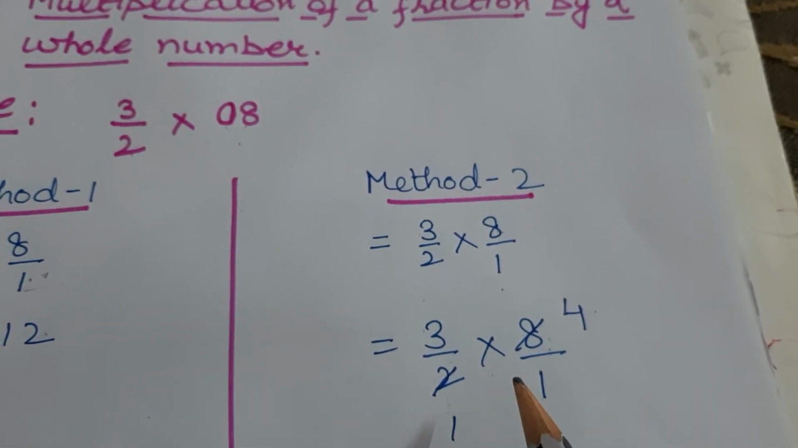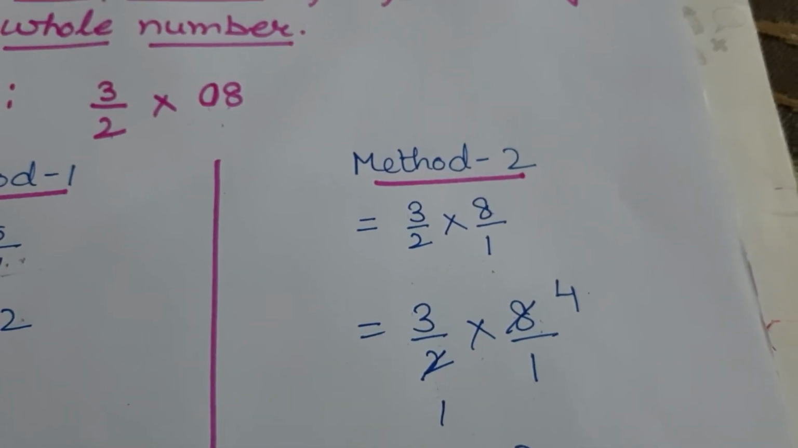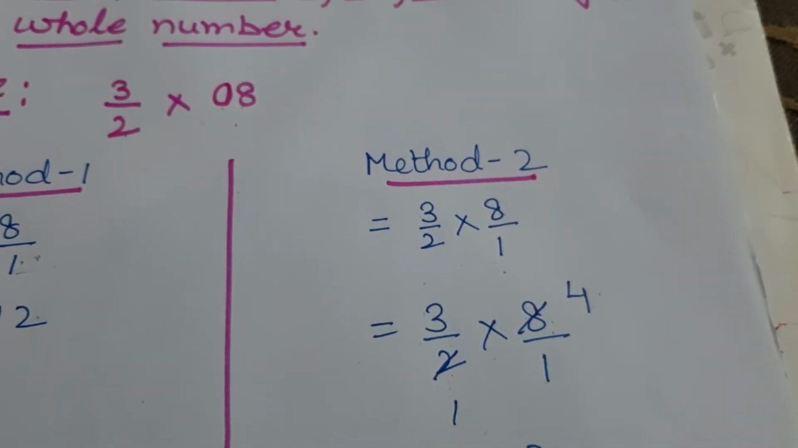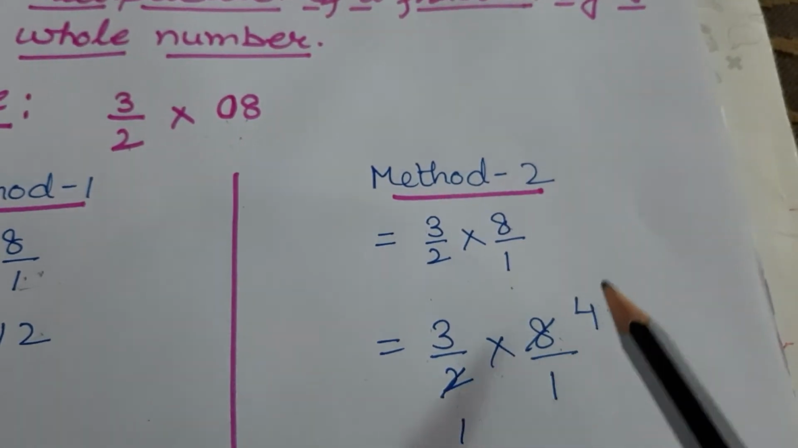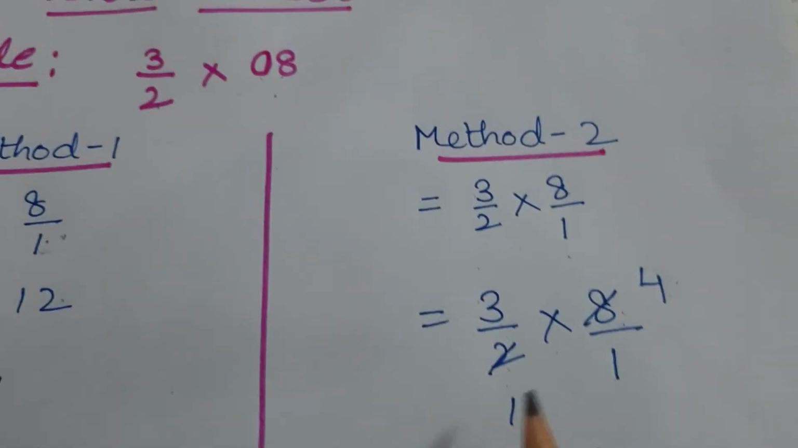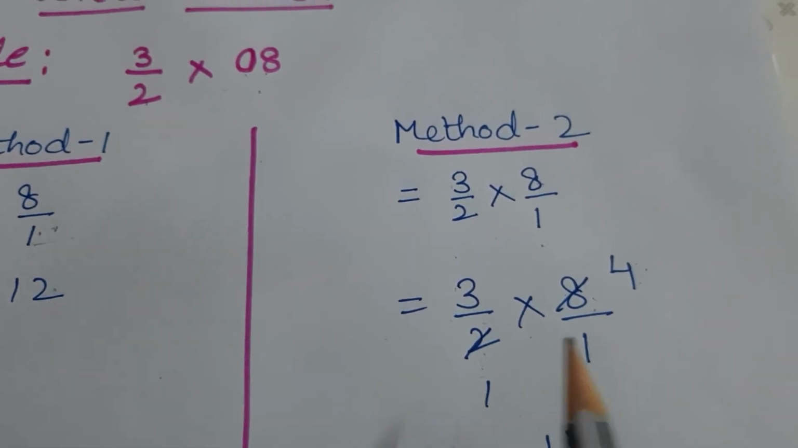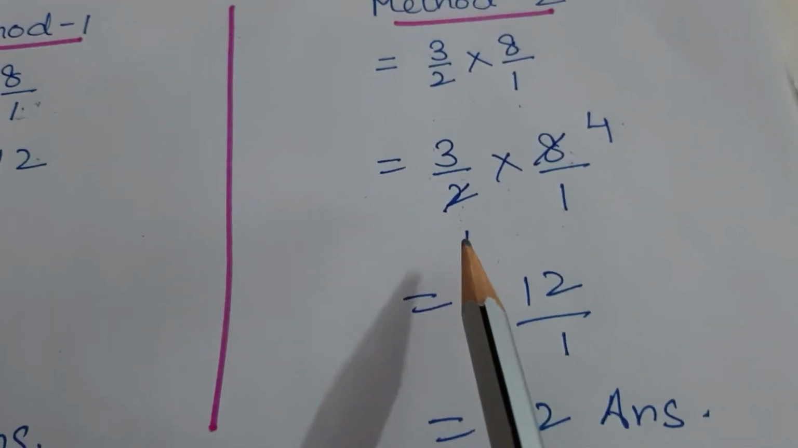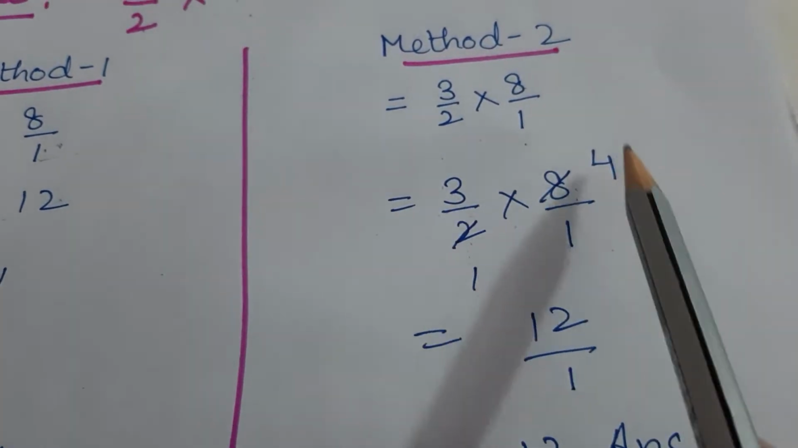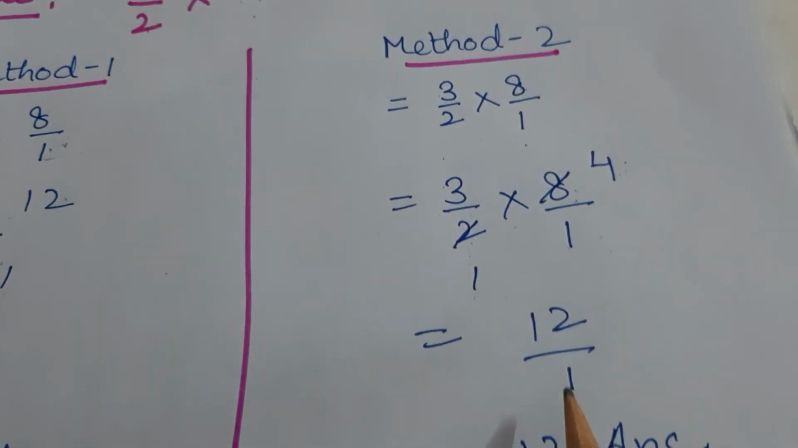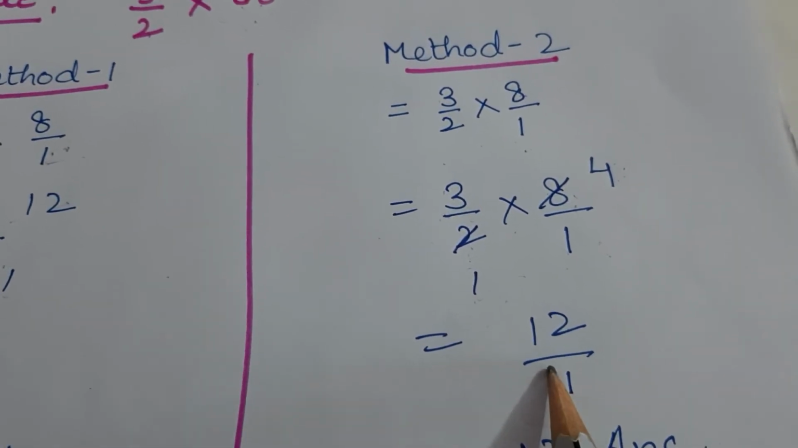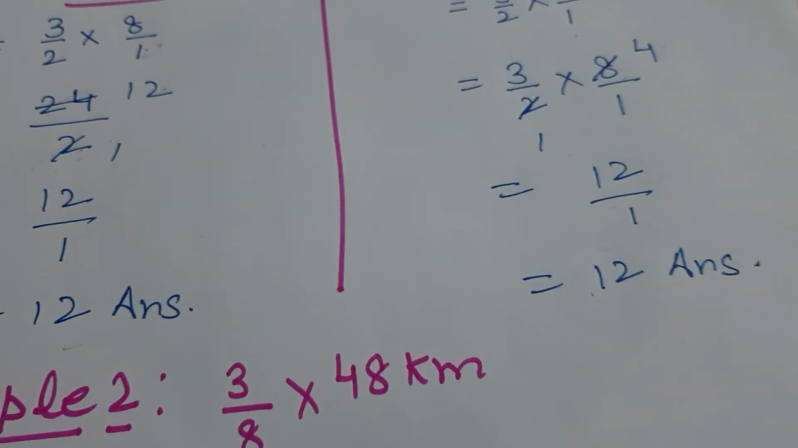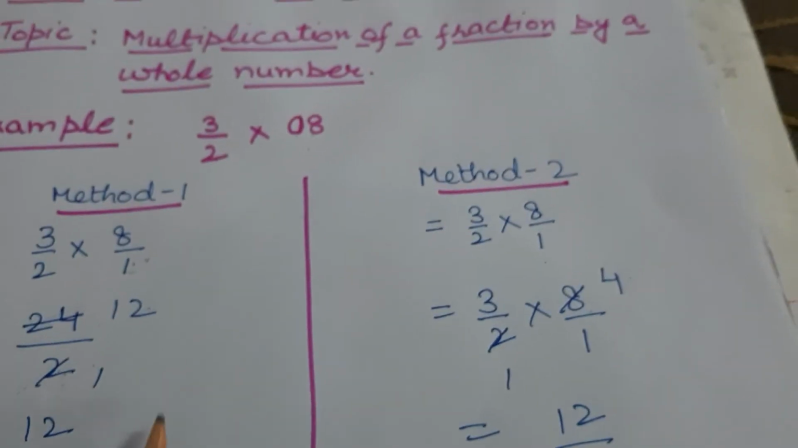We cannot cancel. Okay, so 2 is being cancelled with 8 in the table of 4. So 2 ones are 2, 4 twos are 8. So what is left? Now there is no common table. The next step is the same. Multiply numerator with numerator, denominator with denominator. 3 fours are 12, 1 one is 1. Again, if 1 is there, it means it's a whole number. So if you see, both sides' answers are the same, only the methods are different.